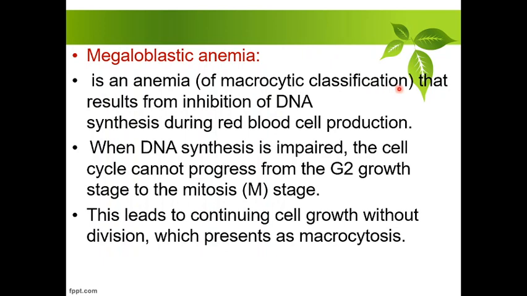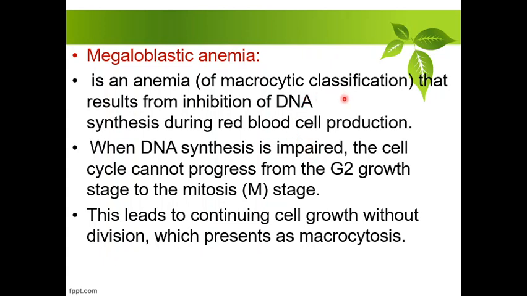We put this in the macrocytic classification. Megaloblastic anemia is an anemia of macrocytic classification that results from the inhibition of DNA synthesis. DNA synthesis is not there. Red cell multiplication does not take place. Production is not there when DNA synthesis is impaired. Okay? DNA synthesis is not taking place. Why is it not taking place? Folic acid is not there.